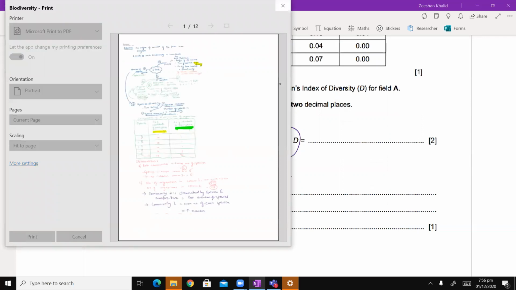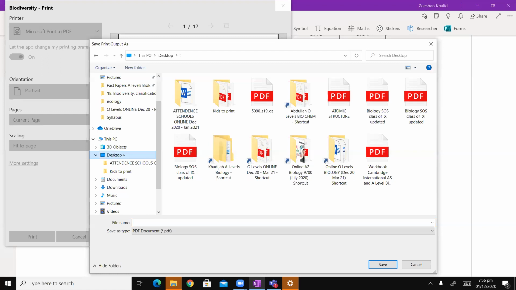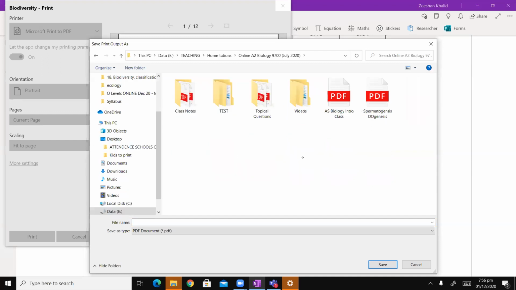So that's basically all about biodiversity. And today we have also seen the index, Simpson's index of biodiversity. Inshallah tomorrow we will continue with the sampling methods.